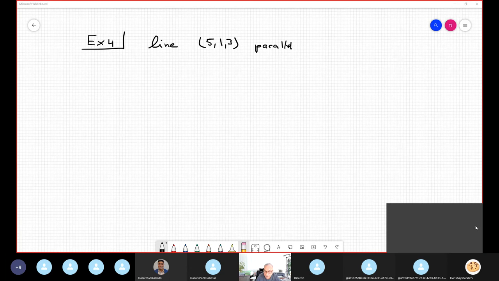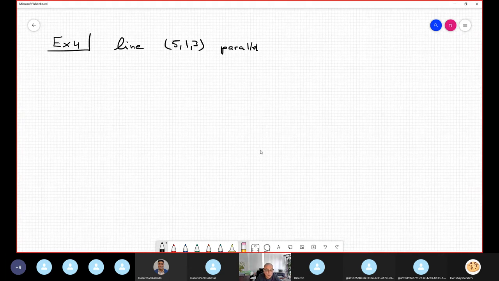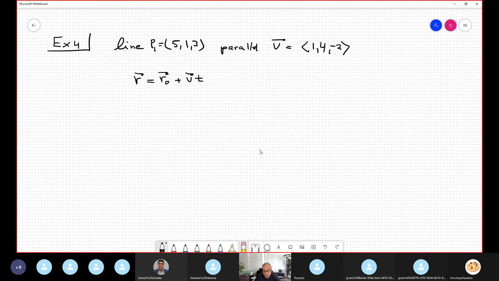Good, okay, now my goal is to do one example to illustrate how you find the equation of the line passing through the point. This is a given point, P1, and it's parallel to the direction vector, which is the vector 1, 4, -2. That's it. So everything is given. Now the vector equation is R equals R null plus B t. And t is a scalar, a number, varying between negative infinity and positive infinity.